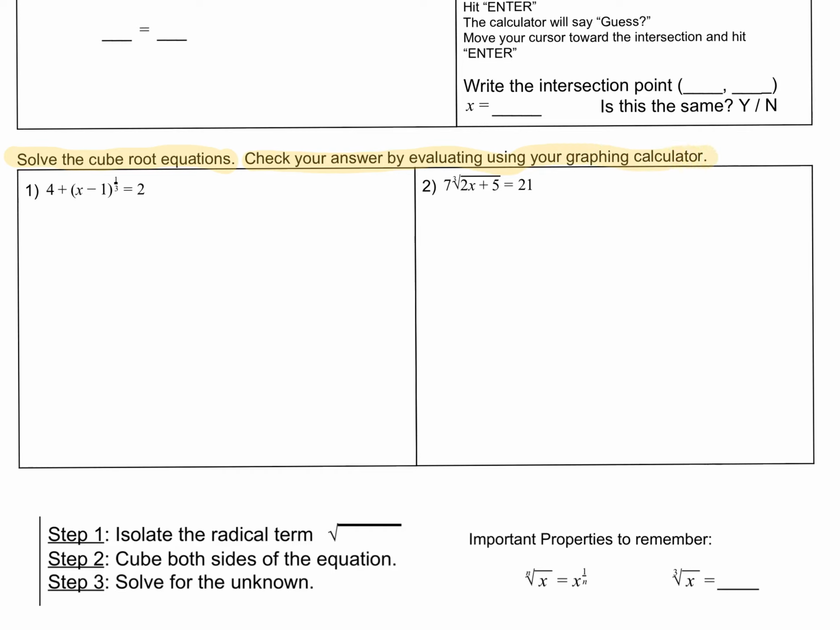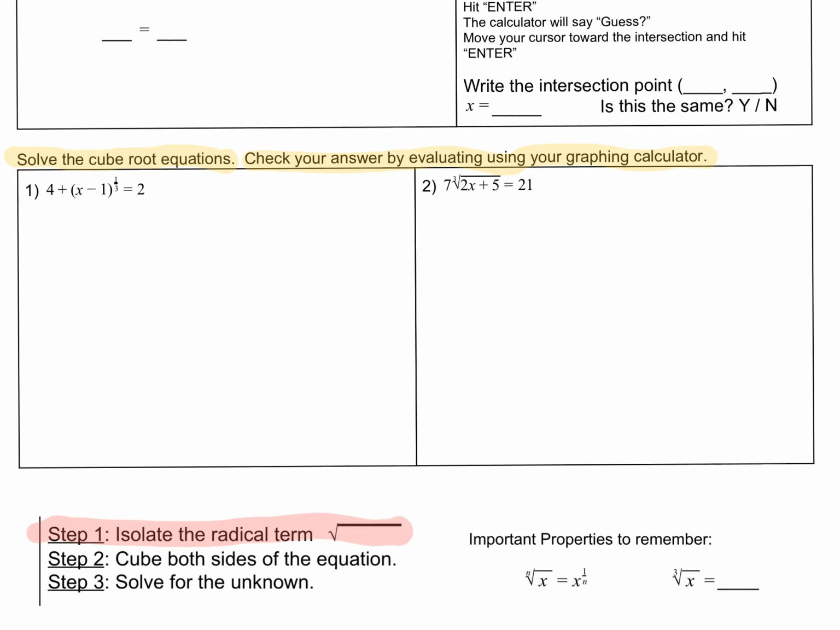Number 1, we have 4 plus (x minus 1) to the 1/3 equals 2. So if I want to solve this, recall that we have these steps on the top of the page. Just put them here for easier viewing. Step 1, isolate the radical term. So what is the radical term here?